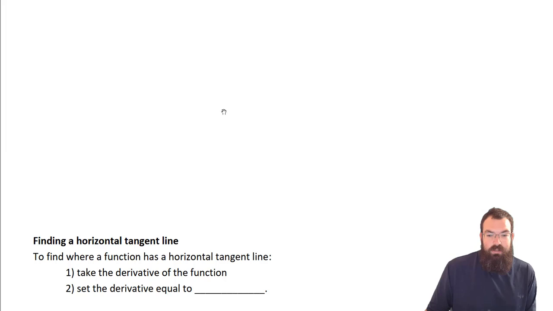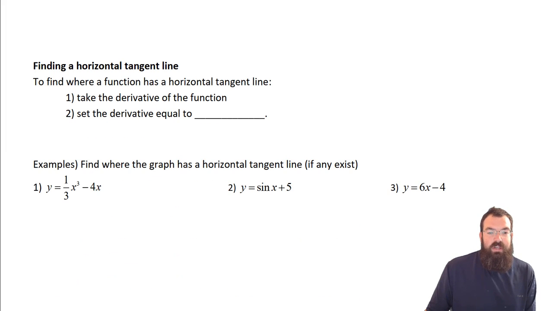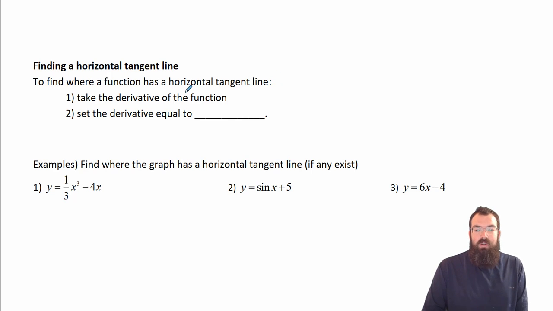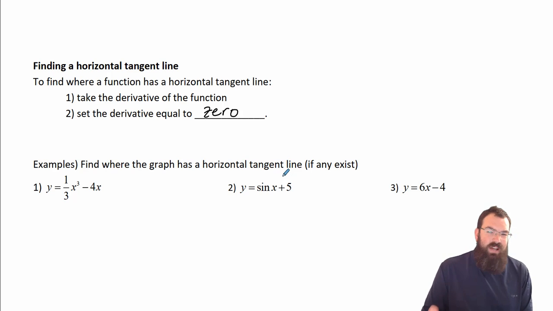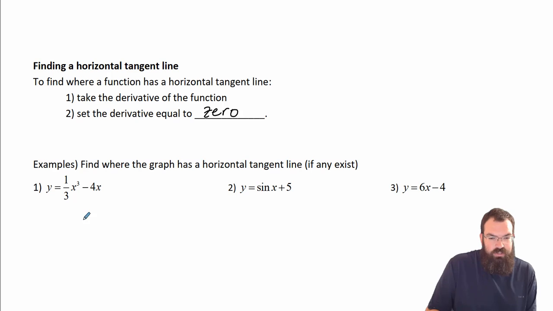Alright, so let's move on. Fantastic. Finding a horizontal tangent line. So to find where the function has a horizontal tangent line, you take the derivative, like we've been doing, and you set the derivative equal to 0. Okay? So find the graph where it has a horizontal tangent line. We did this in the last video. We did it with sine, cosines, some trigonometric functions. We're going to do a little bit more with trigonometric, but some other actual polynomial functions as well.